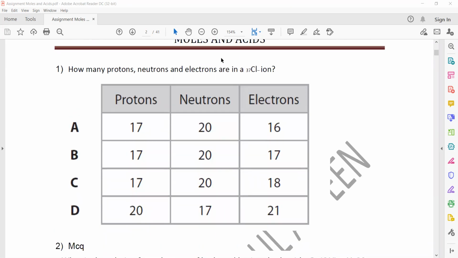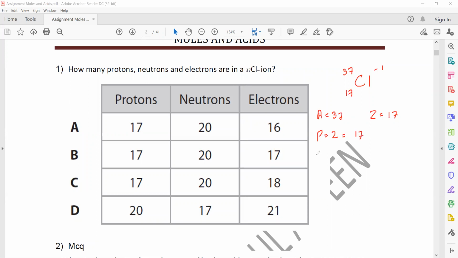In the first question, how many protons, neutrons, and electrons are there in a chloride ion with a mass number of 37? When we check the periodic table, we'll find that chlorine's atomic number is 17, but this is a chloride ion. So it is 17 and 37 with a charge of -1. Here A is 37, the nucleon number, and Z is equal to the proton number, which is 17. To find the number of protons, that is equal to Z, so it is 17.